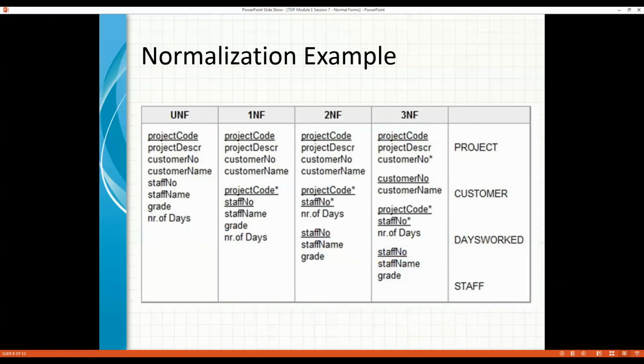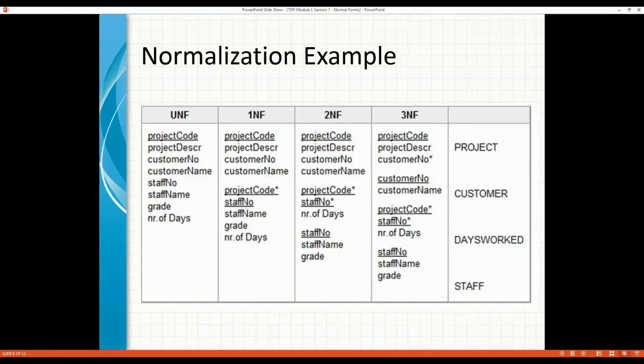Here we have a normalization example going from unnormalized to first NF, second NF, and third NF. We see project code, project description, customer number, customer name, staff number, staff name, grade, and number of days. Now, first off, we might see that there is some redundancy here, right? So if there's a different project with different customers, that means every time a new customer or project comes in, the staff names will have to be repeated.